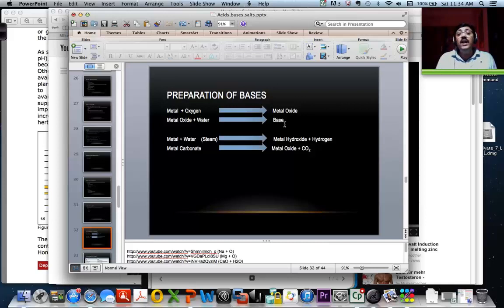Then the other way is, of course, the carbonates, such as sodium carbonate, calcium carbonate and zinc carbonate. These kinds of carbonates can be heated to form the metal oxide and carbon dioxide. We saw zinc carbonate being heated to produce zinc oxide and carbon dioxide, and then these metal oxides can again be dissolved in water, as we've seen here, to produce the base. So these are the different ways the bases can be produced.